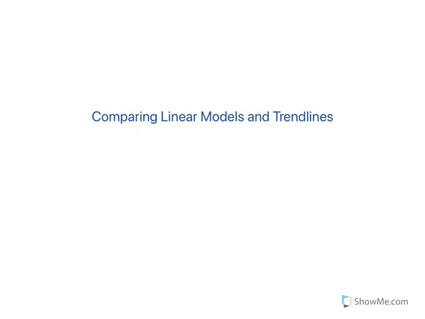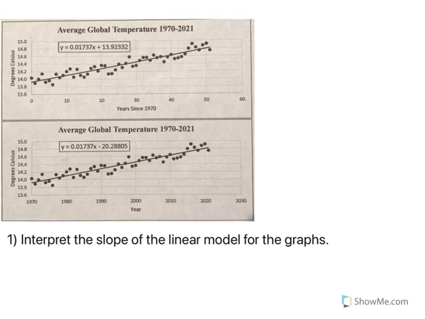I love me some linear models, and who doesn't want to play with trend lines? Let's do it. Let's compare. So here we have two graphs. They show the same thing: average global temperatures from the years 1970 to 2021. I just want to point out the difference.